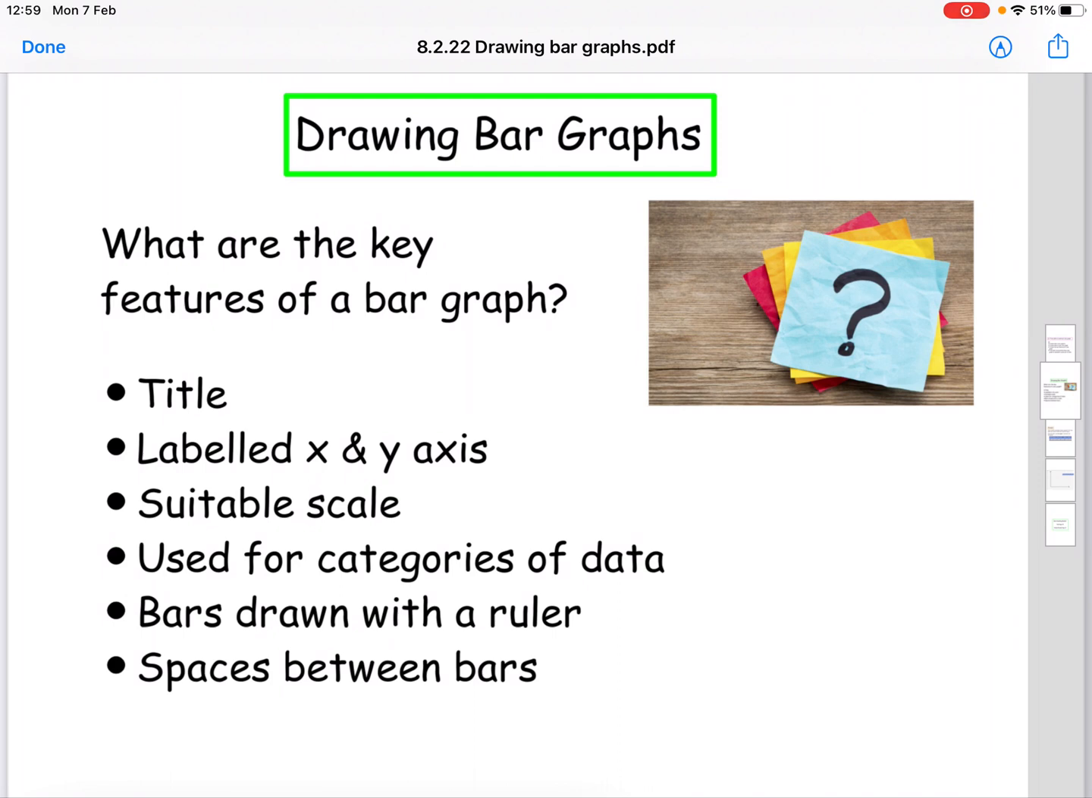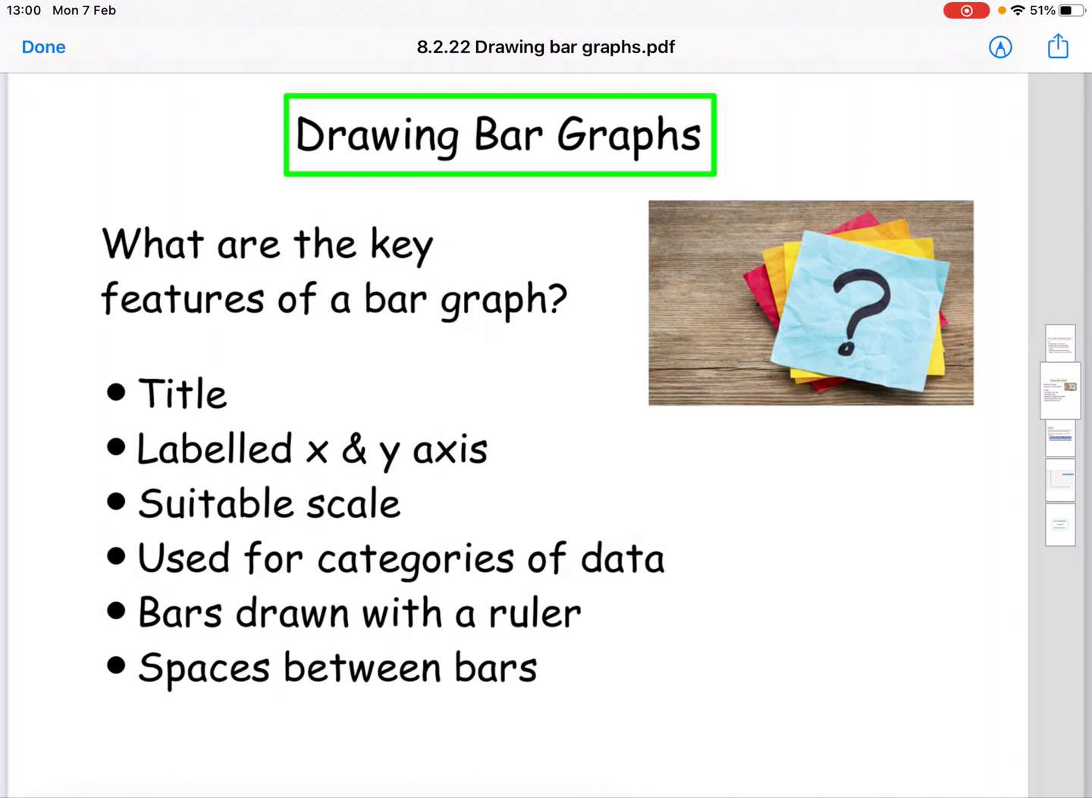So your key features of your bar graph are, you need to have a title. The graph has to have a title above it as to what the graph is showing you, what the graph is about. We then have to have a labelled X and Y axis. So along the bottom and up the side, we need labels to say what those two scales are measuring.